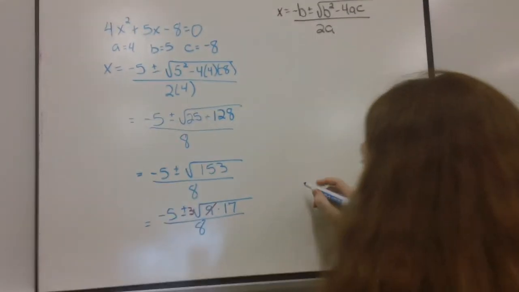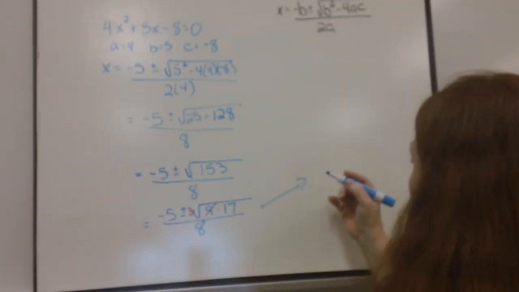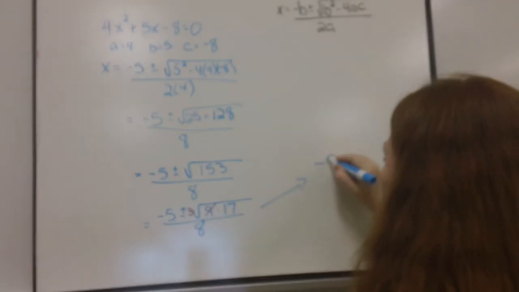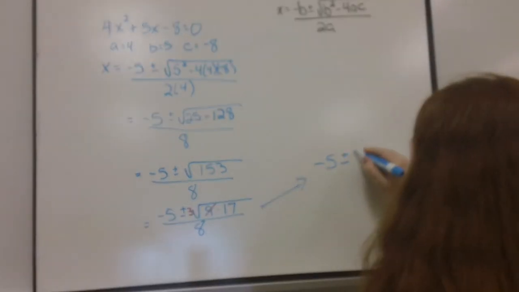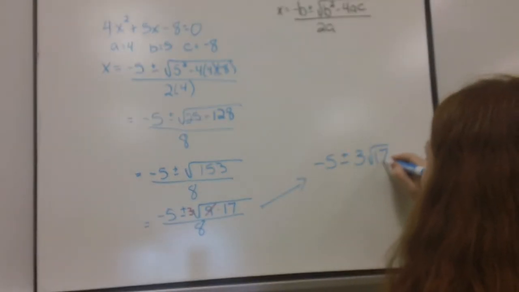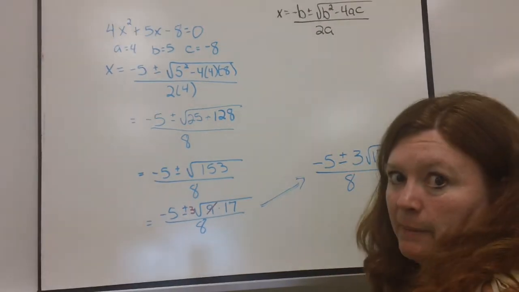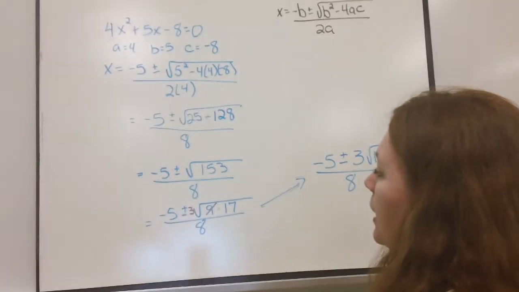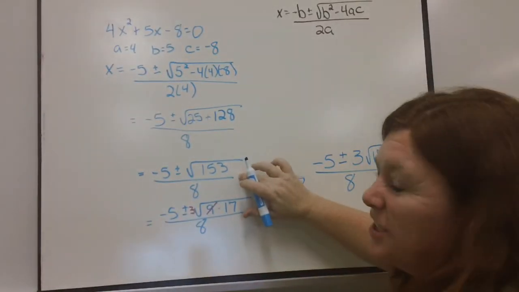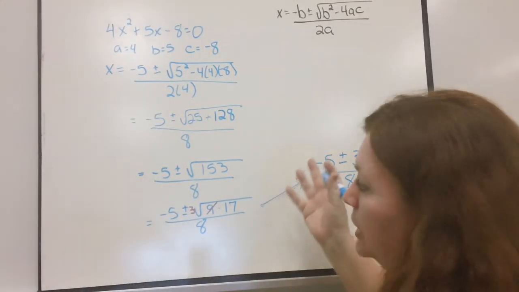So what do I have? I have a messed up marker. I have negative 5 plus or minus 3 times the square root of 17 all over 8. Am I done? I hope so. A lot of people might have thought they were done here, so you gotta try. Let the calculator help you.